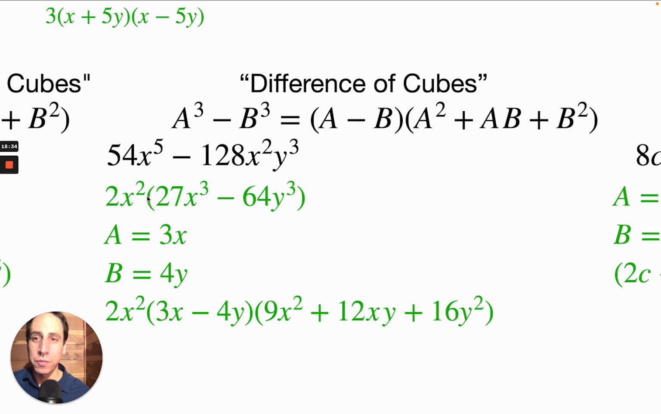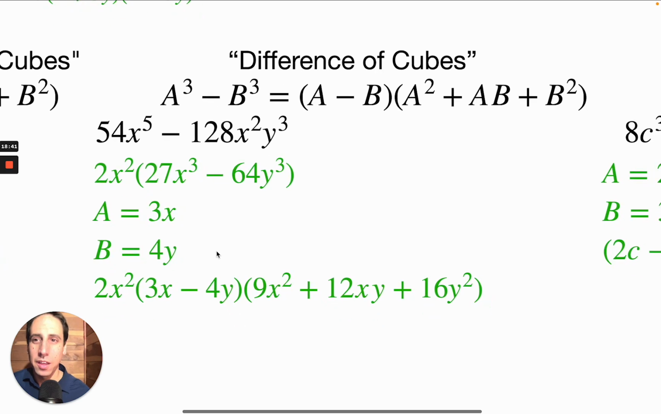You notice if you distribute this, you get back to the original. It's a good check anytime you're wondering whether or not you did it right. Okay, so now we've got 27, that's a perfect cube. 64, that's a perfect cube. And I think what we've got here is a difference of cubes.